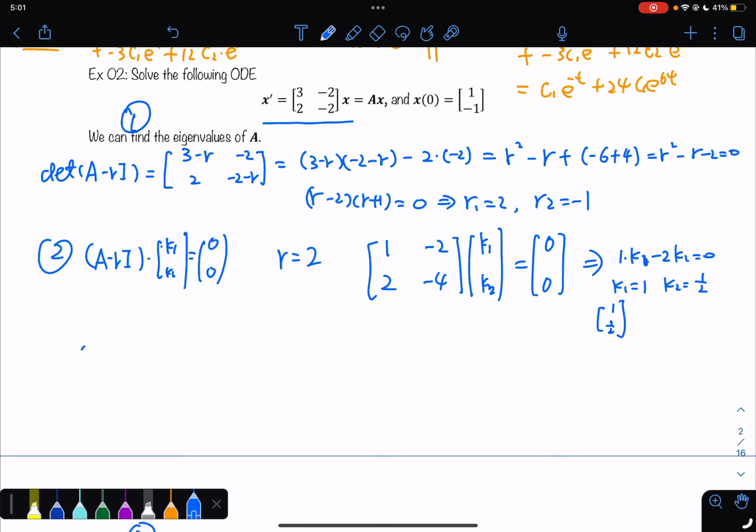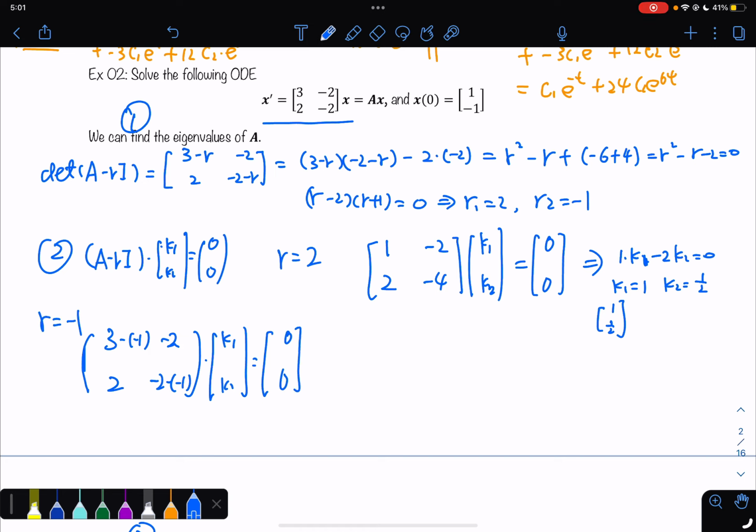Then the other one is A minus the second r. So I have 3 minus 2, sorry, negative 2, 2, negative 2 minus negative 1, right? It's minus the r on the diagonal entries. So this came from 3 minus 2, and this came from negative 2 minus 2. So once you have your A minus r, it should be multiplied by k1, k2, and it should be the same as 0, 0. This corresponds to your r being -1.